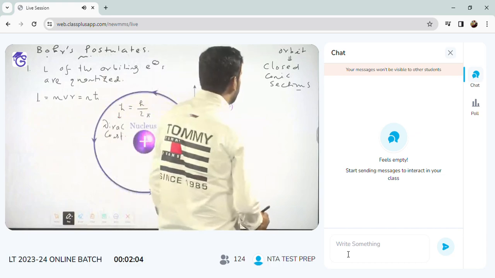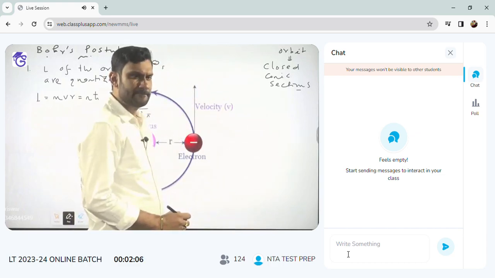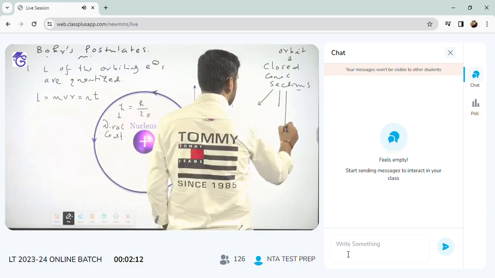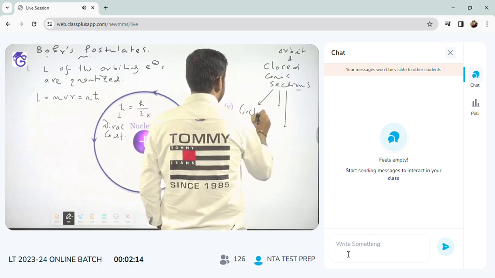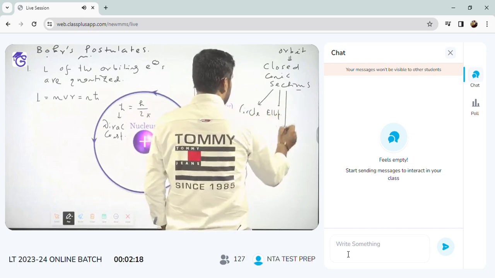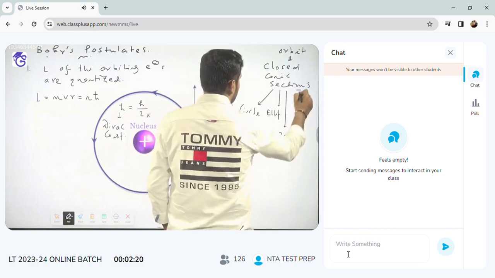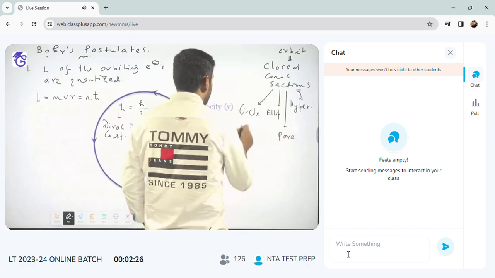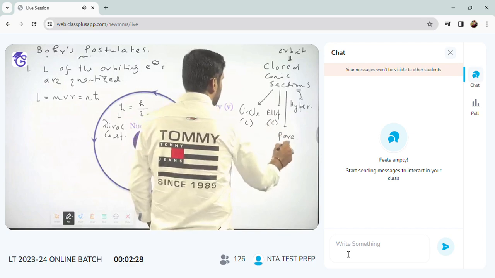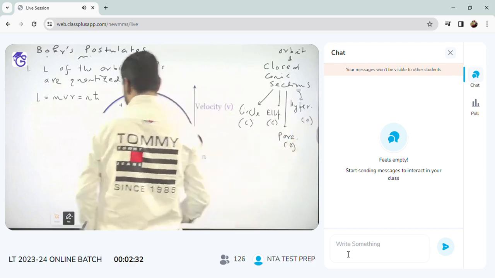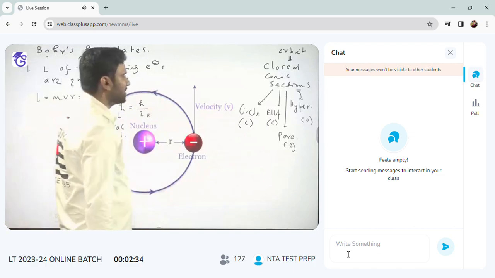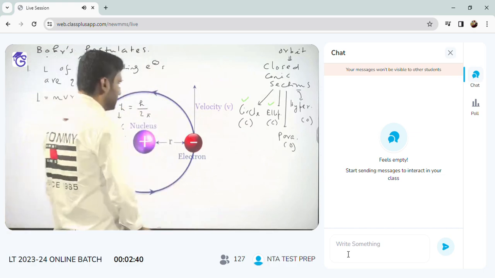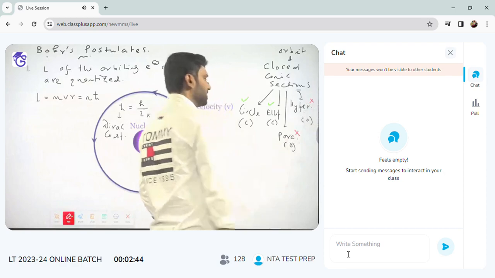When we say closed conic section, there are 4 conic sections. One is circle, another is ellipse, another is parabola, and the 4th one is hyperbola. Out of which the circle and ellipse are closed, and parabola and hyperbola are open. So when we talk about orbits, the 2 closed conic sections are allowed, whereas open conic sections are not allowed. That means parabola and hyperbola cannot be the orbits here.